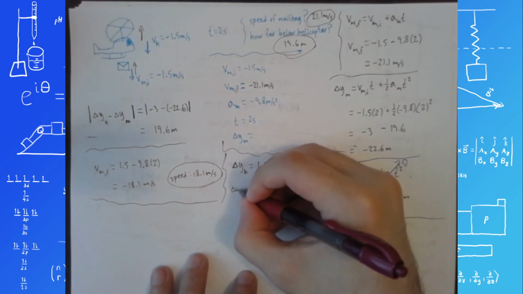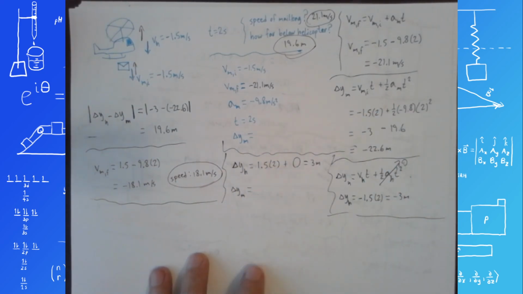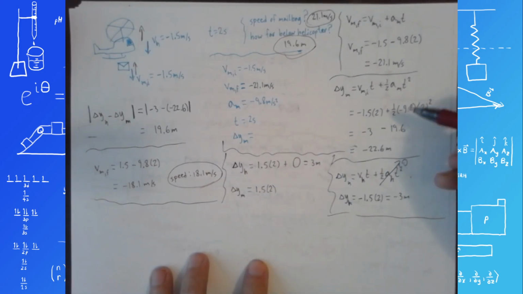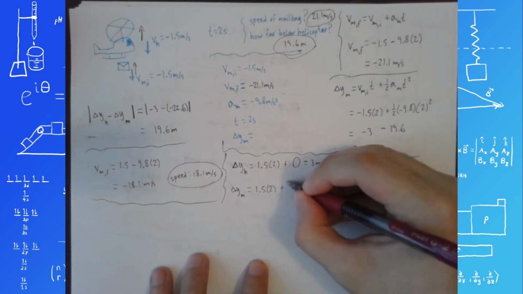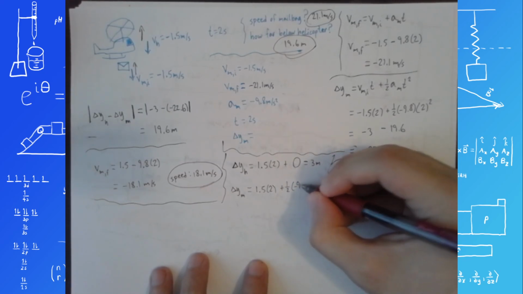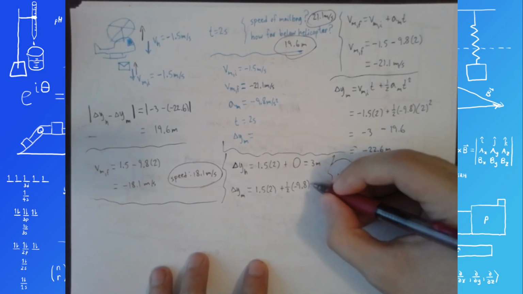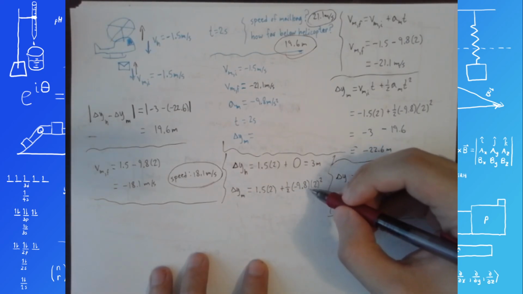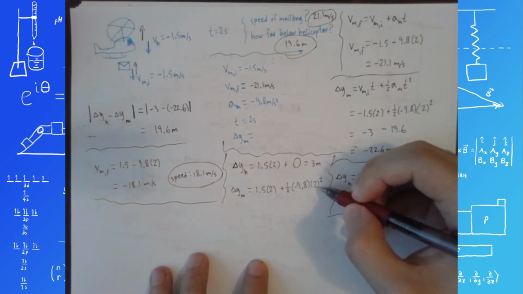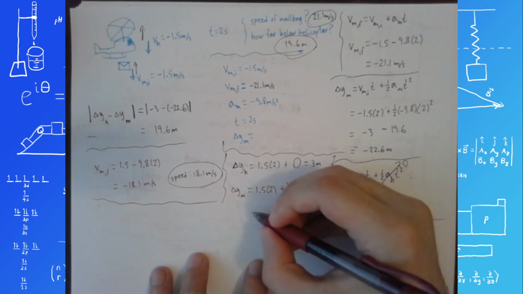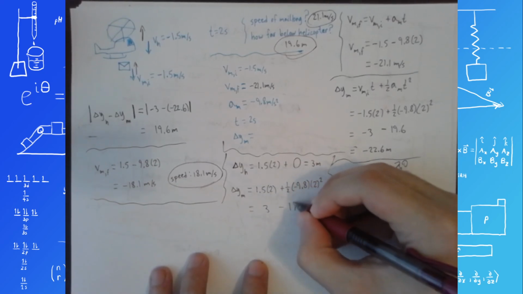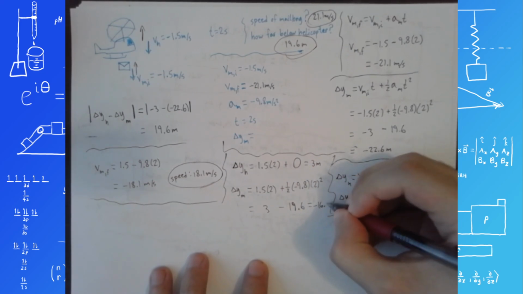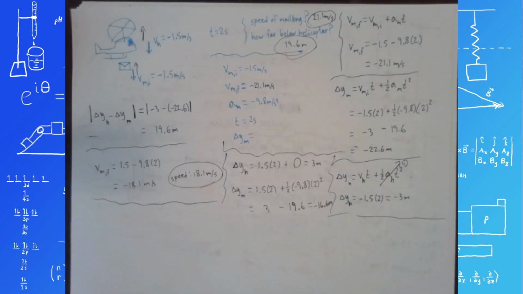Okay, what about delta y of the mailbag? It's going to be positive 1.5 times 2 plus 1/2 of negative 9.8 times 2 squared. Half of negative 9.8 is negative 4.9 times 4 is negative 19.6. We've got 3 minus 19.6, which is negative 16.6 meters. That makes sense to me.